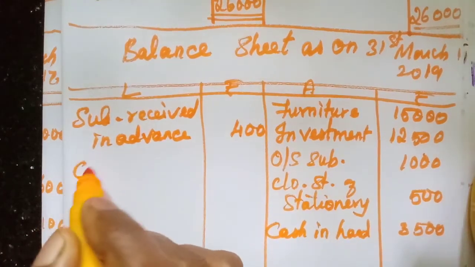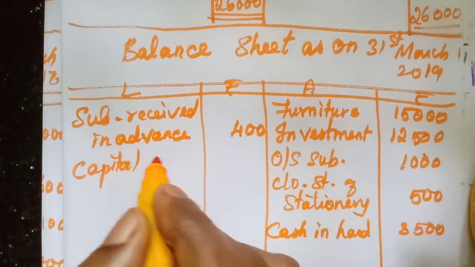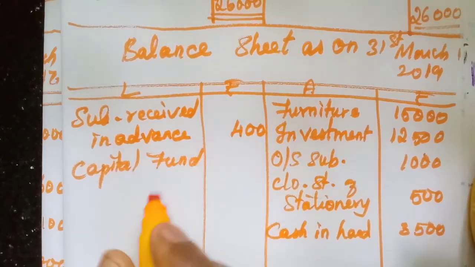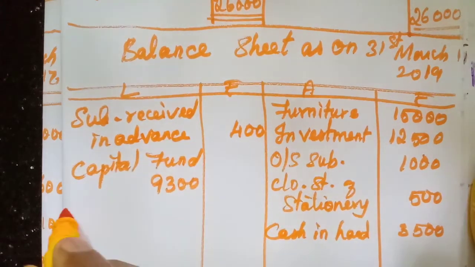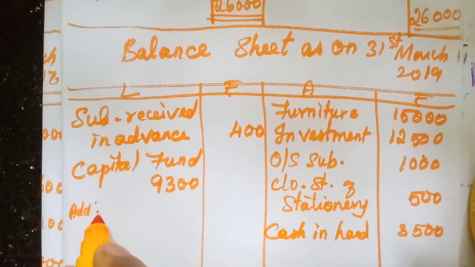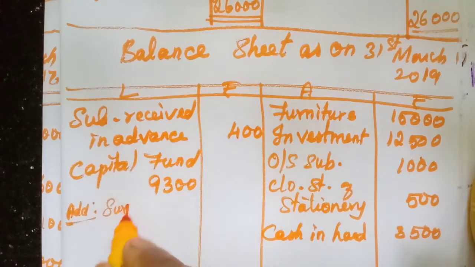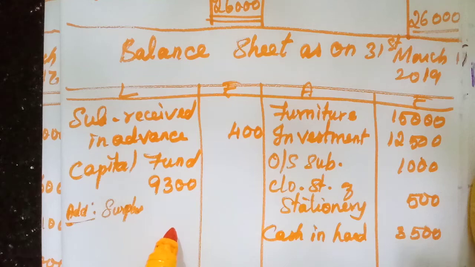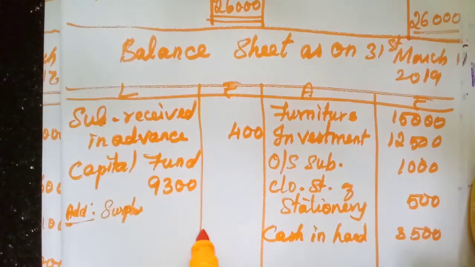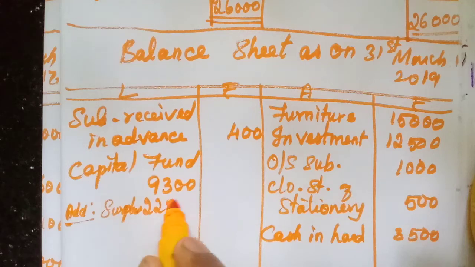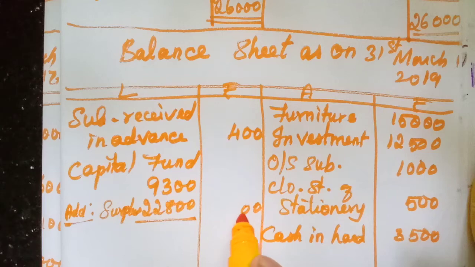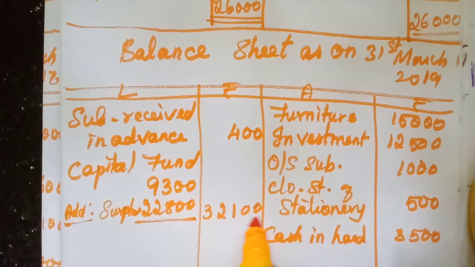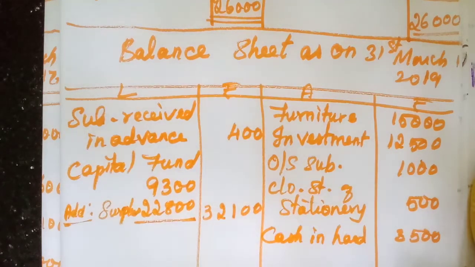Now you write capital fund. What is the capital fund given? 9,300. Always write in the inner column because we need to add the surplus. If it is surplus, we need to add. If it is deficit, we should deduct. What is the surplus? 22,800. So we can add that one. So 0, 0, 8 plus 3, 11, balance 1, 10 plus 2, 12, balance 1, 3. Okay, 32,100.